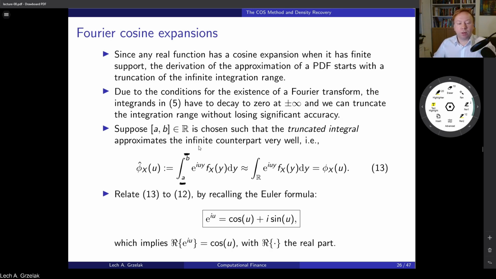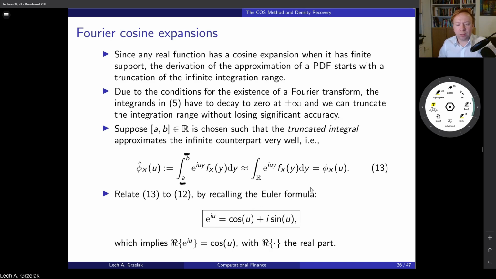Those points A and B will be chosen in the COS method itself. Then those points will be specified. If we, for example, know the cumulants of the density, those parameters can be easily found. However, there are also some heuristic choices for how to choose those points. There are also some ranges that you can just pick up, and then you'll be fine. Okay, so this is the integration. Of course, this is an approximation.